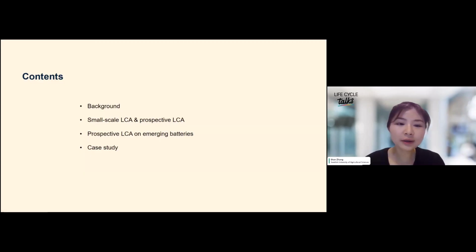This talk will start with a short background, followed by the introduction of two types of LCA, small-scale and prospective LCA. After that, we will focus on prospective LCA, and the focus will be mainly on how to deal with the missing data. This talk will end with a case study.